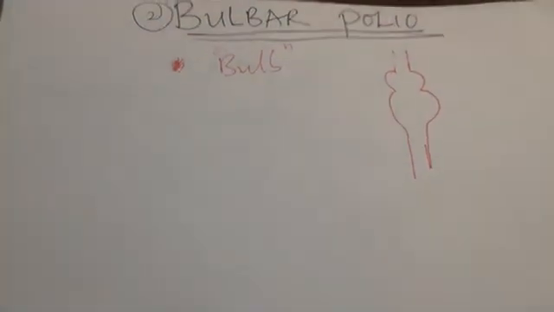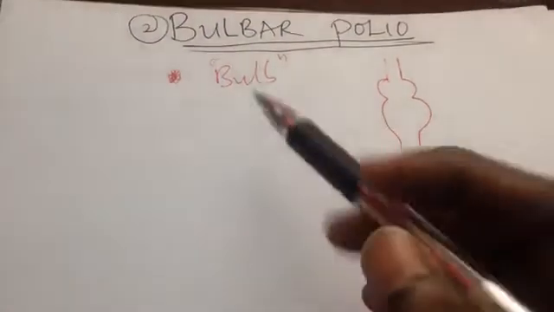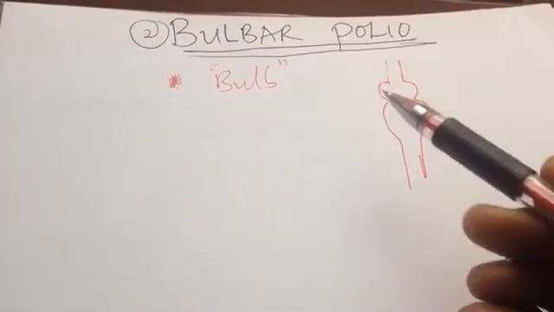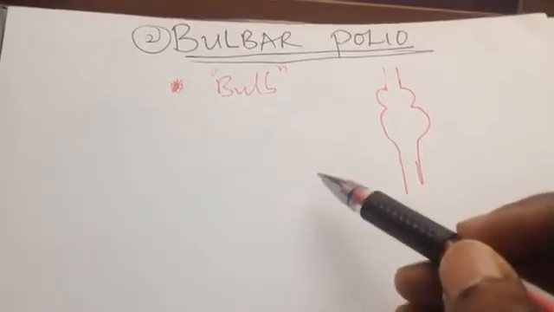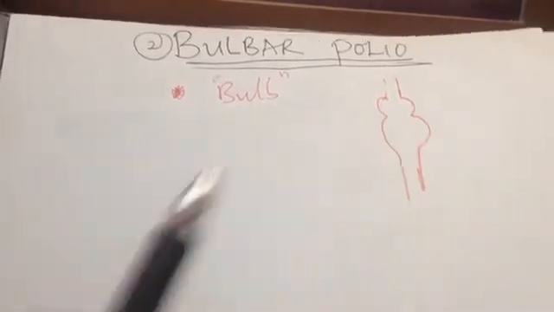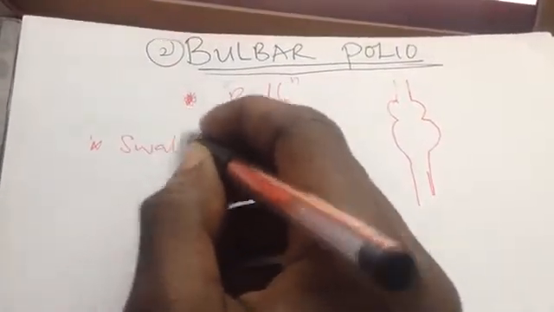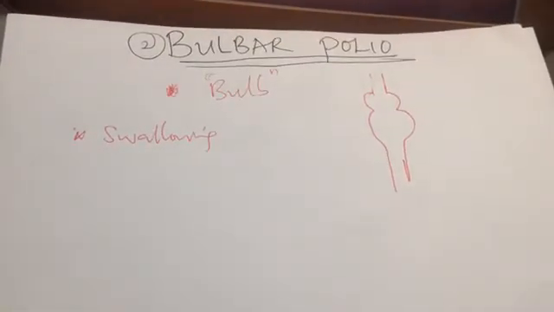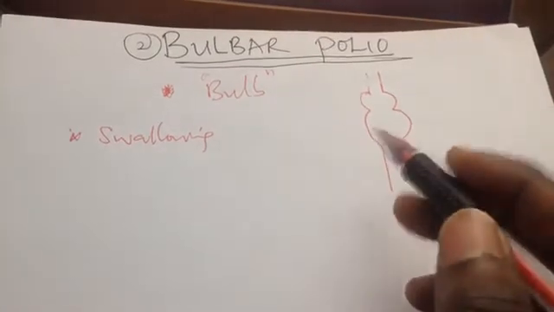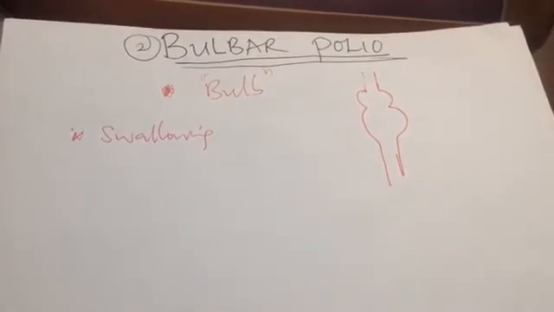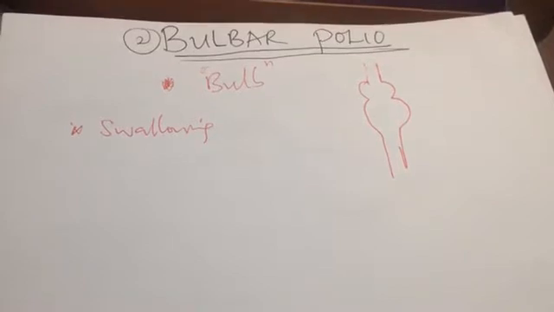Then in bulbar paralytic polio, the word bulbar is derived from the word bulb. Bulb in neurology means brainstem, and specifically medulla oblongata. So, what do you think if the poliovirus enters into the medulla oblongata and damages it? We already know that the medulla oblongata controls our swallowing, because the glossopharyngeal nerve also emerges from the medulla oblongata. It controls some muscles in the pharynx, and those muscles of the pharynx are involved in what?